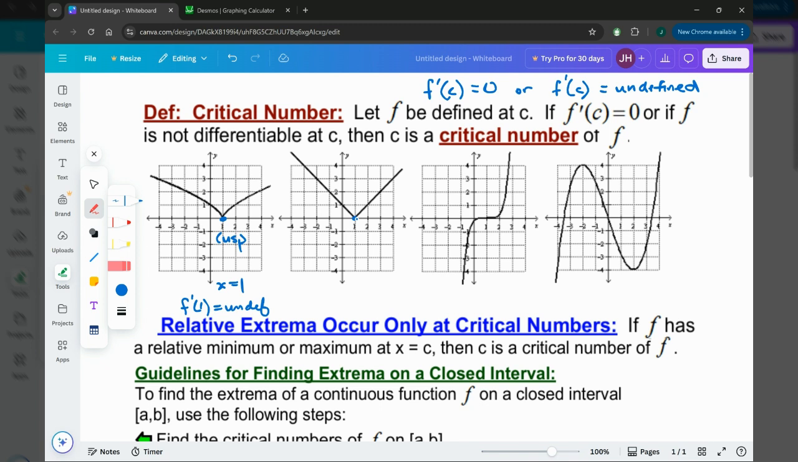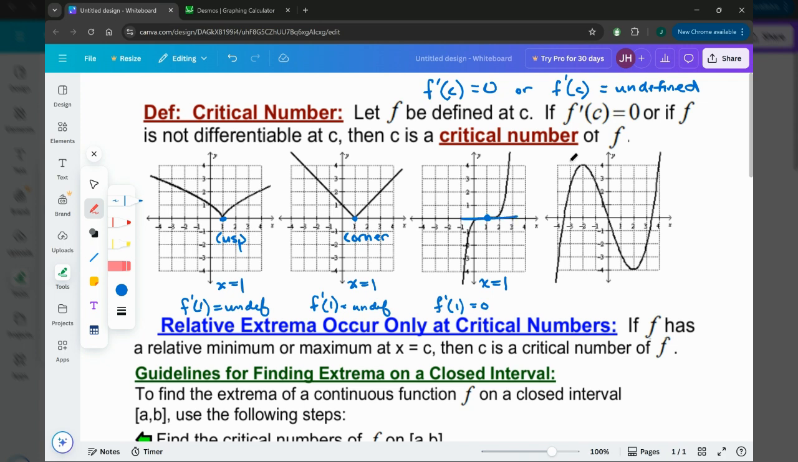Same thing in the next picture. At x equals 1, I have a critical number. At the point 1, 0, at that corner, I have a critical point. Why? Because the derivative at 1, again, is undefined. The third picture, at x equals 1, we have a critical number. The point 1, 0 is a critical point. Why? Because the derivative at 1 is equal to 0. I actually have a horizontal tangent line there.